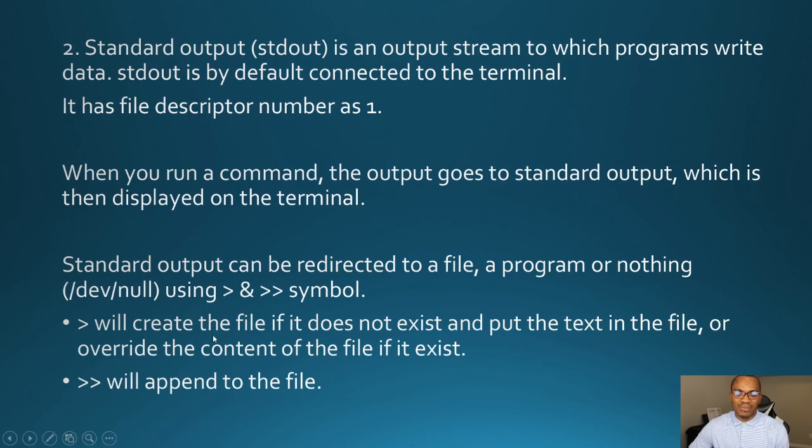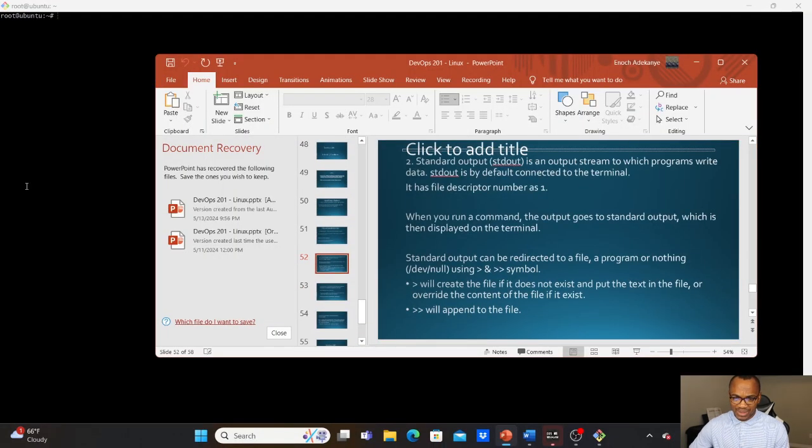And if you use your single redirect symbol, greater than, it will create the file if the file does not exist, and it will put the text in the file. If the file exists, then it's going to override the content of the file. But if you don't want it to override the content of the file, what do you do? You use this double redirect symbol, which is double greater than. It will append to the file. Let's see how that works.